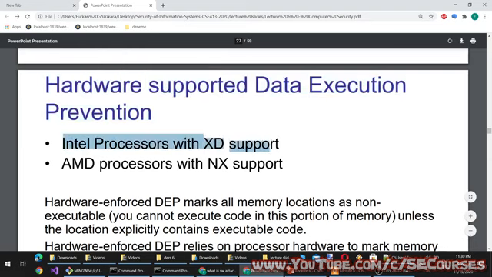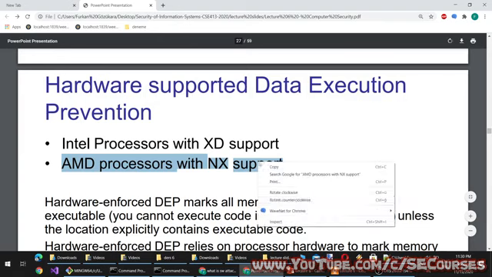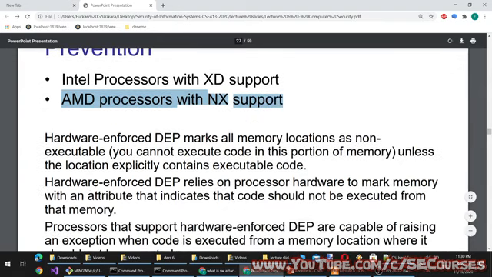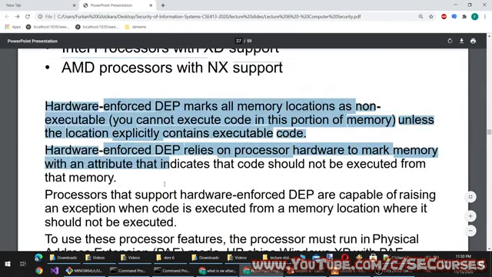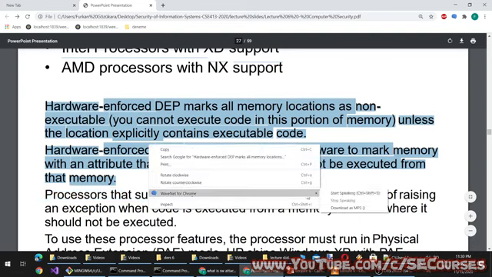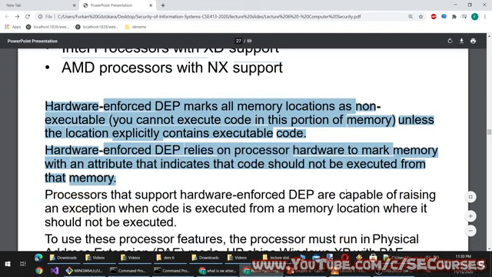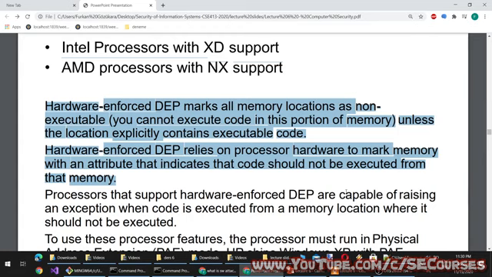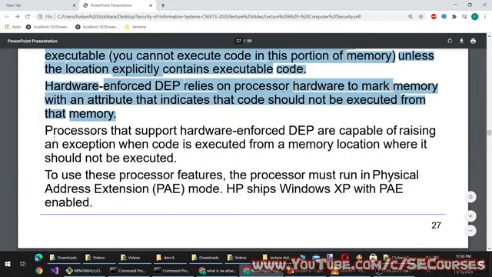Hardware-supported data execution prevention. Intel processors with XD support, AMD processors with NX support. Hardware-enforced DEP marks all memory locations as non-executable. You cannot execute code in this portion of memory unless the location explicitly contains executable code. Hardware-enforced DEP relies on processor hardware to mark memory with an attribute that indicates that code should not be executed from that memory.